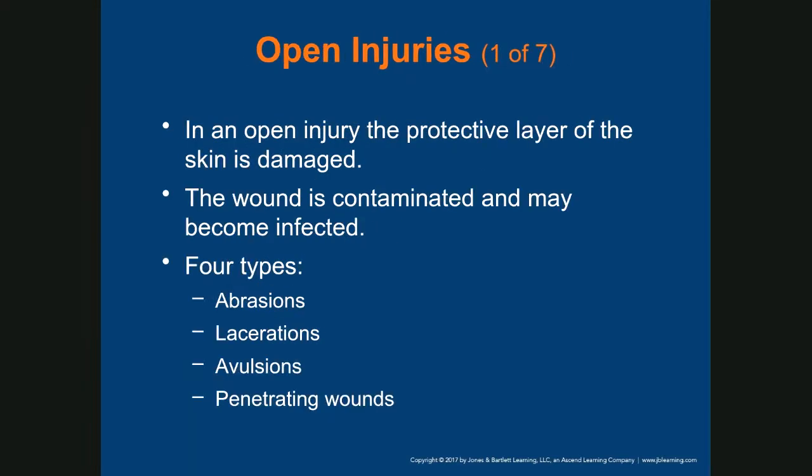Now let's look at our open wounds. In an open injury, the protective layer of the skin is damaged. The wound is contaminated and may become infected. And we have 4 types of wounds. We have abrasions, which is what we call a scrape. An abrasion is a scrape. So that's when the top layer of the skin is removed and you get capillary bleeding.